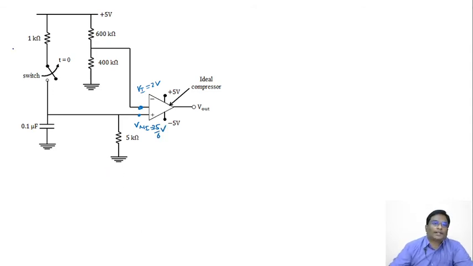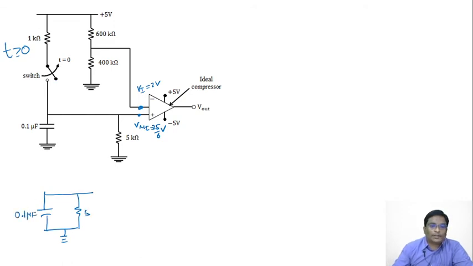For all time t greater than 0, switch is open. Right now, if you notice here, this is a circuit. Notice here. For all time t greater than 0, this switch is open. And if I'm talking about this non-inverting terminal, only this resistor and capacitor are connected to this network like this.